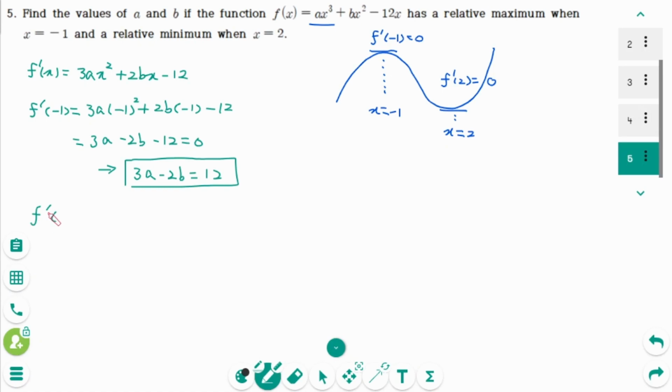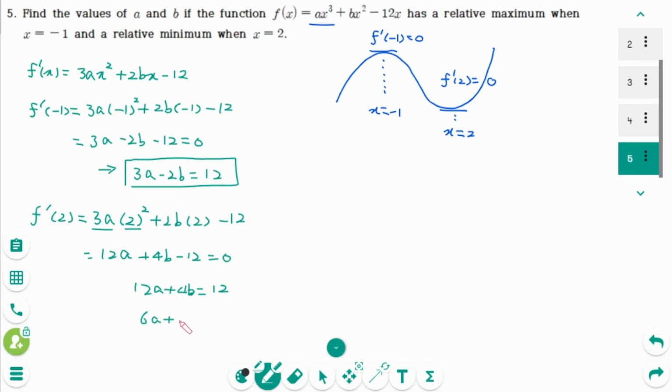Then f prime of 2 equals 3a times 2 squared plus 2b times 2 minus 12. Then 3a times 4, 12a plus 4b minus 12, which is 0. Then 12a plus 4b equals 12. Then divide by 2 on each side. 6a plus 2b equals 6.